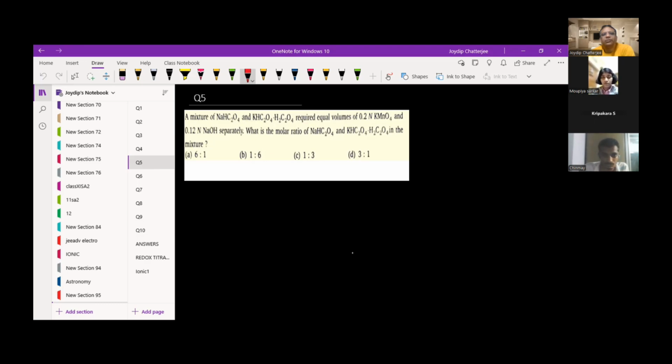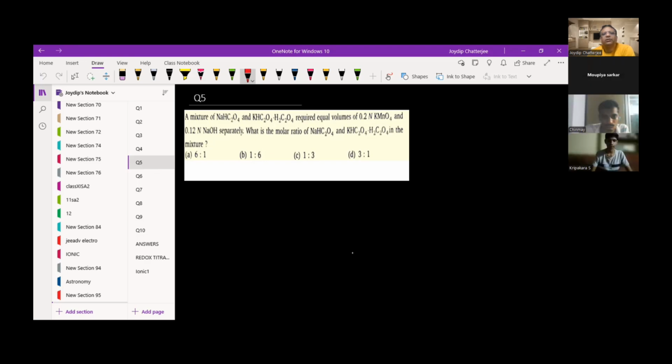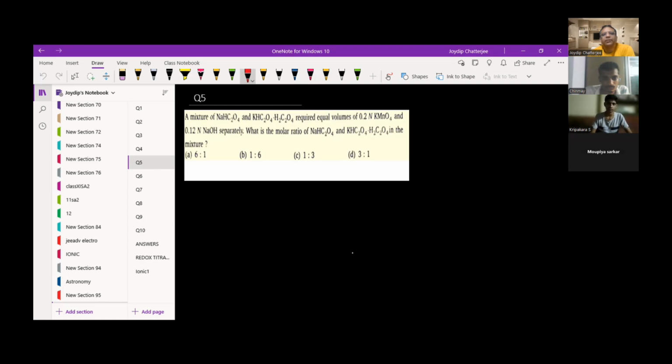A mixture of sodium hydrogen oxalate, and this is another compound, an addition compound, potassium hydrogen oxalate dot, this is oxalic acid, required equal volumes of 0.2 normal KMnO4 and 0.12 normal NaOH separately. What is the molar ratio of sodium hydrogen oxalate and this addition compound in the mixture? This is the question.